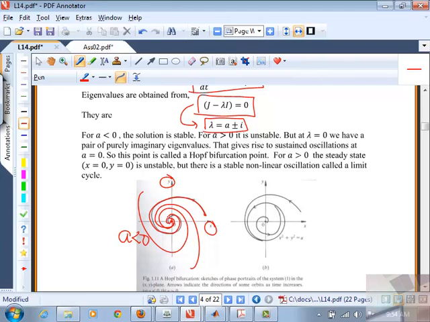But what happens for A greater than 0? That solution is a repeller, right? So even if I start very close to that solution, what I will find is that it will just go away from there. The question is, where does it go? What happens? Sometimes it may go to a different steady state that is stable. But in this particular case, it goes to something called a limit cycle, which is a closed loop, a circle.